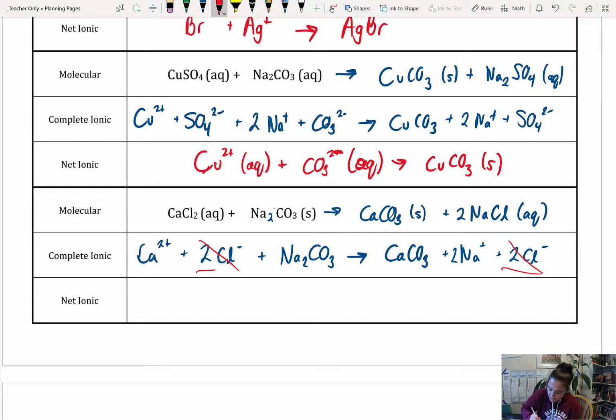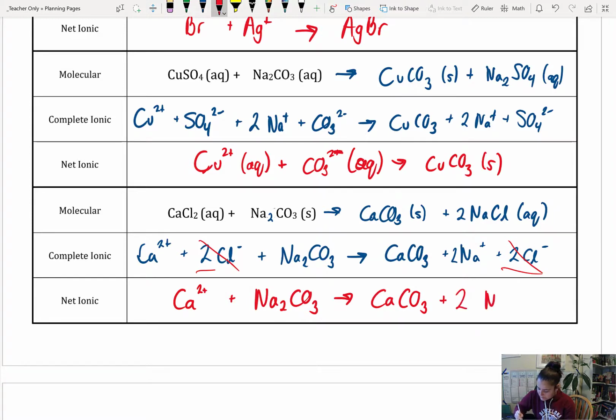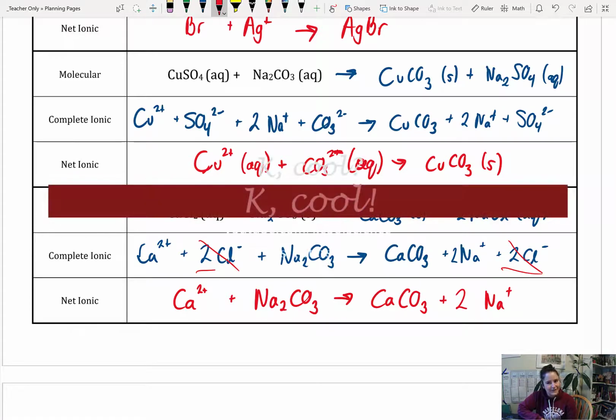So our net ionic will be the calcium ions plus the sodium carbonate, producing the calcium carbonate plus the 2 sodium ions. Okay, cool. That's it for net ionic equations.